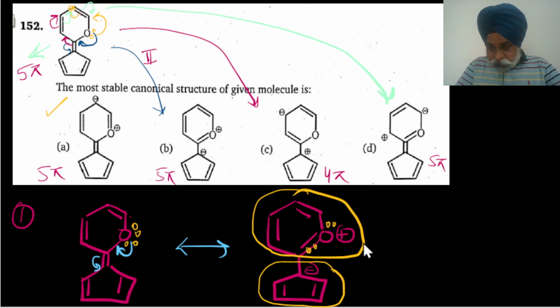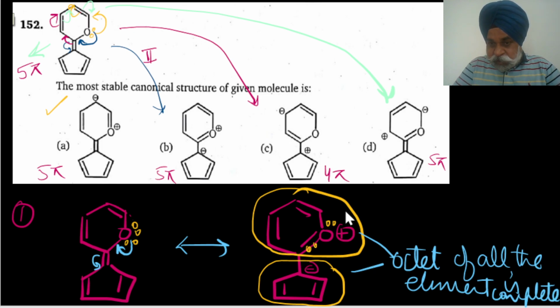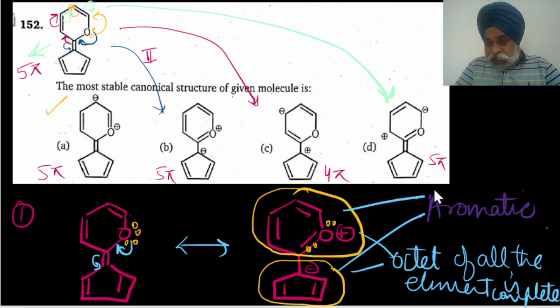Second thing is that the octet of all the elements is complete. If you see watchfully, the octet of this oxygen is complete, as well as the octet of this carbon. So the octet of all the elements is complete. So that also is driving me towards the B answer. And both of these things have become aromatic as well. So that is very important. Aromaticity brought the stability into this.